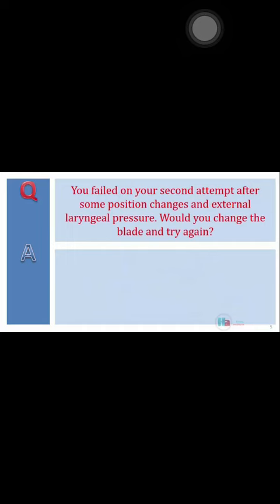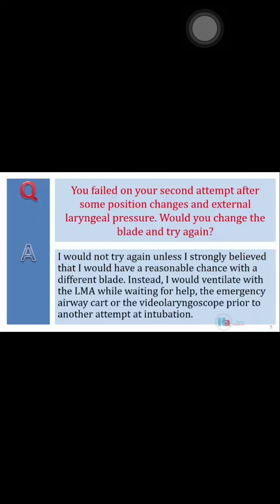You failed on your second attempt after some position changes and external laryngeal pressure. Would you change the blade and try again? I would not try again unless I strongly believed that I would have a reasonable chance with a different blade. Instead, I would ventilate with the LMA while waiting for help, the emergency airway cart, or the video laryngoscope prior to another attempt at intubation.